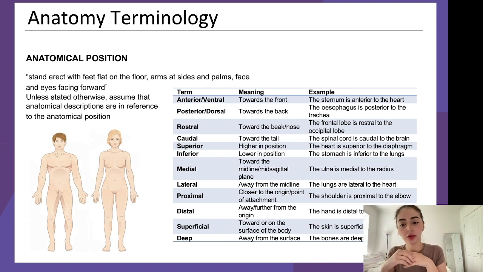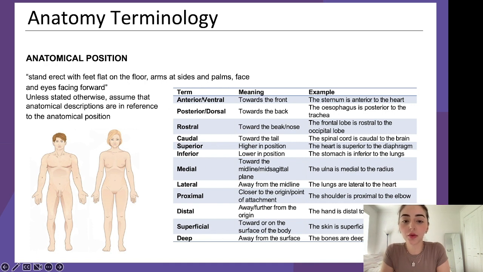Unless stated otherwise, assume that anatomical descriptions are in reference to the anatomical position. So whenever we say that something is distal to another part of the body, assume that we mean distal when we're considering anatomical position. So what do I mean by all of these? Let's briefly go through them.